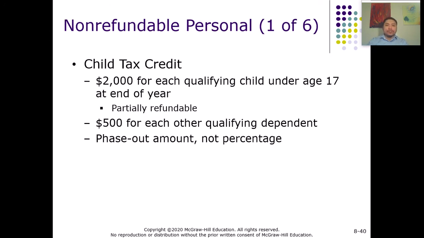So for non-refundable personal tax credits, there's several types of programs. The first one is child tax credit, which we're pretty much very familiar with, right? We kind of talked about this in the chapters, and we actually used that in our problems before, right? So for child tax credits, as we know, taxpayers can claim $2,000 of child tax credits for each qualifying child who is under the age of 17, right?